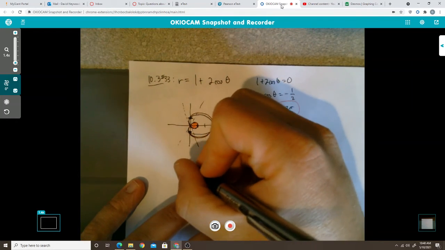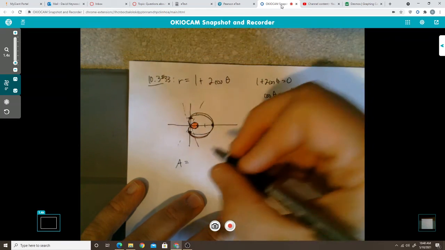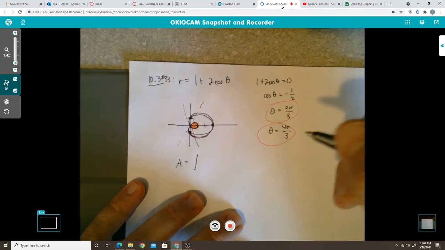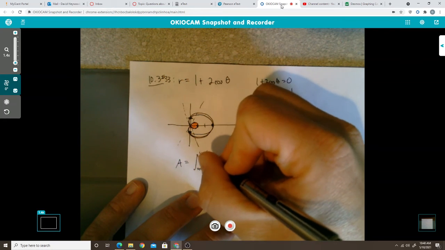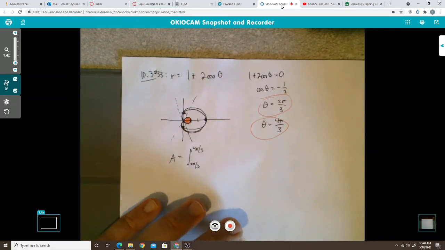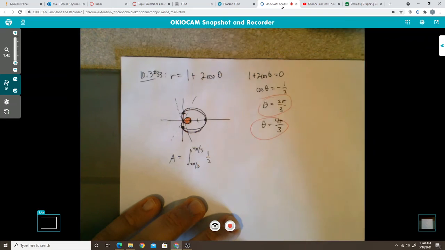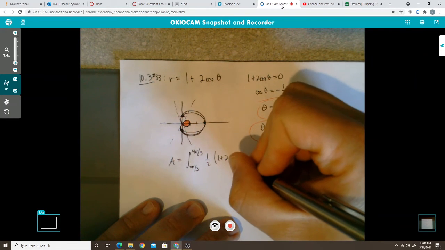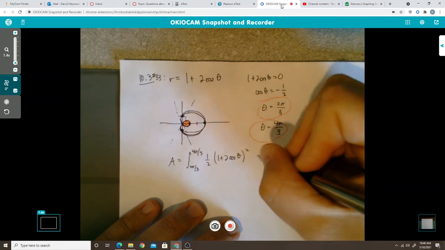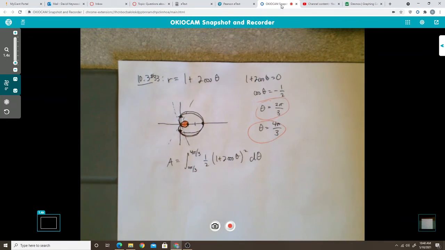So the area, I suppose, would be the integral from 2 pi over 3 to 4 pi over 3 of 1/2 times r squared d theta.